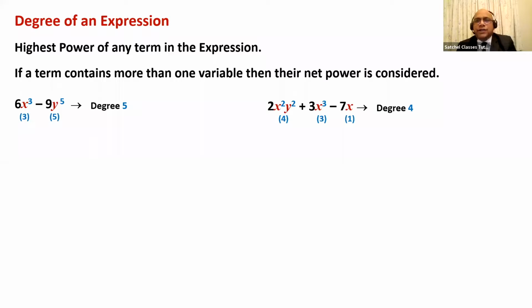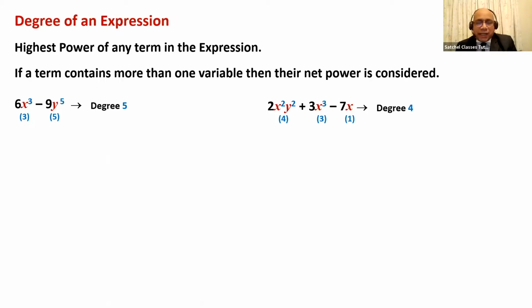The second term is 3x cubed. It has a degree of 3 because x is raised to a power of 3. And the third term is 7x. It has a degree of 1 because x is raised to a power of 1. So together as an expression, the highest power contained in any term is 4, and hence this particular expression has a degree of 4.